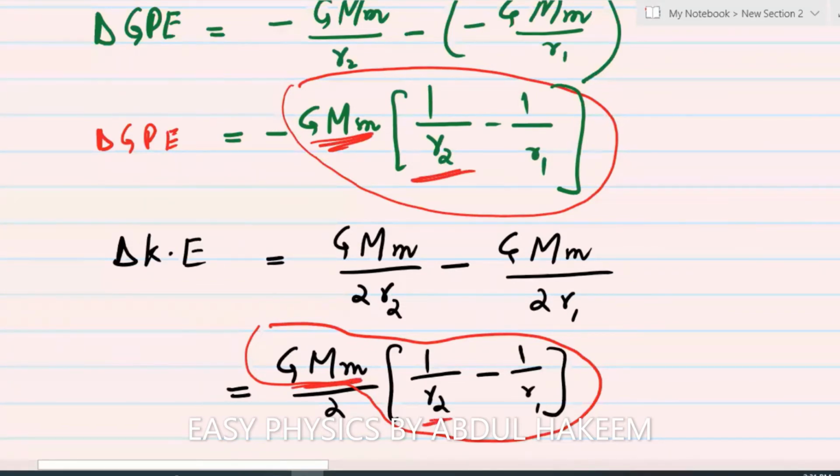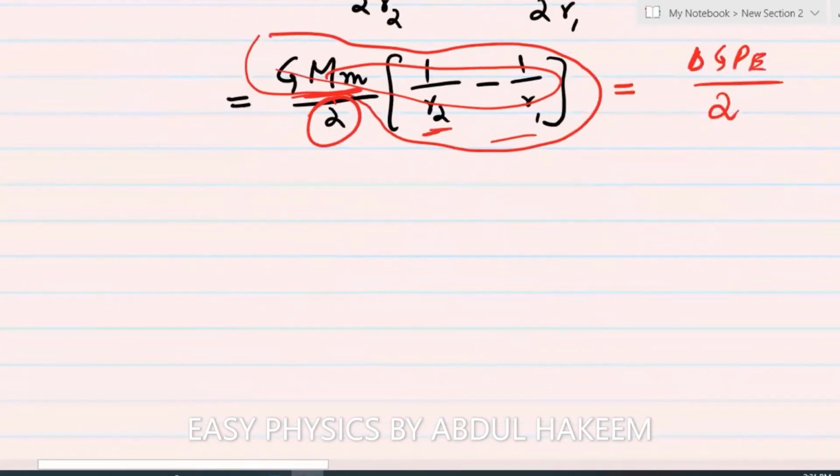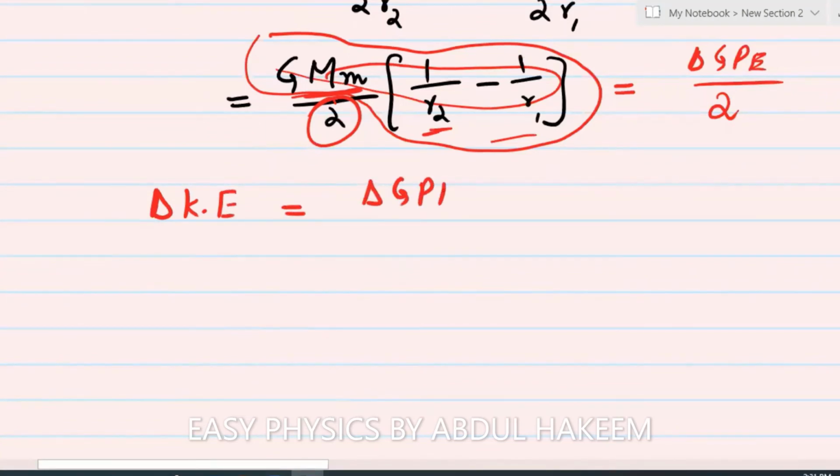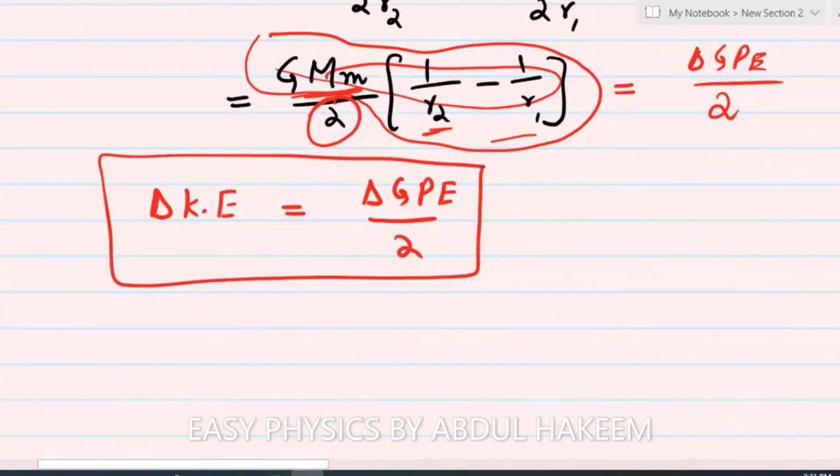1 by 2, 1 over R2 minus 1 over R1. So we can write, instead of this whole, change in gravitational potential energy and this 2 remaining divided by 2. So from the comparison of these two equations, we can write change of kinetic energy is equal to change in potential energy divided by 2.